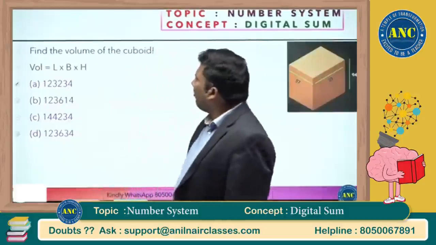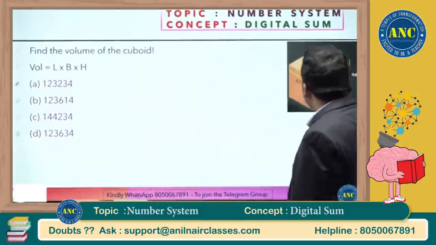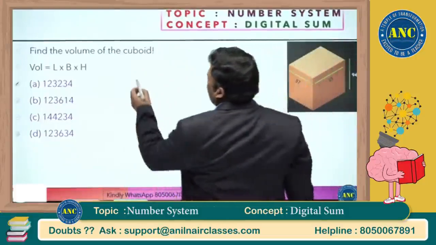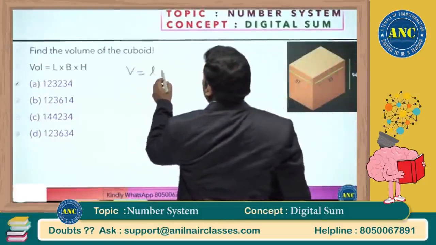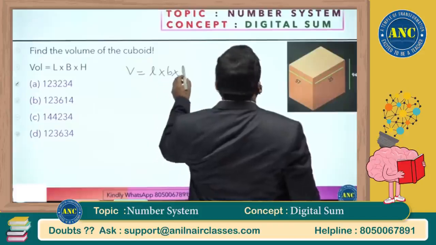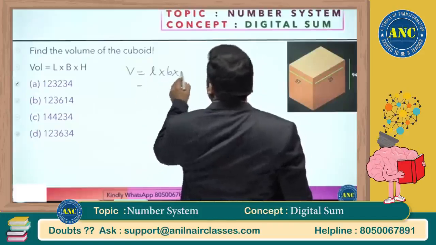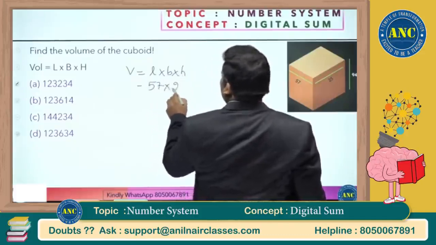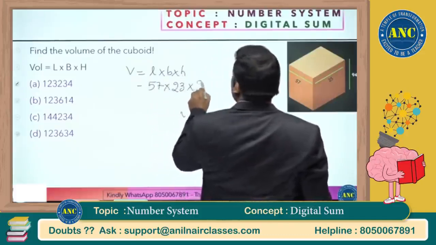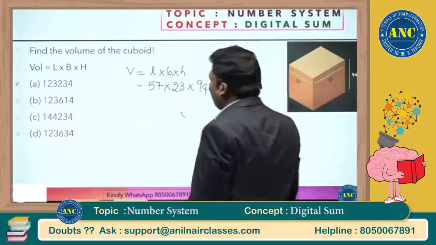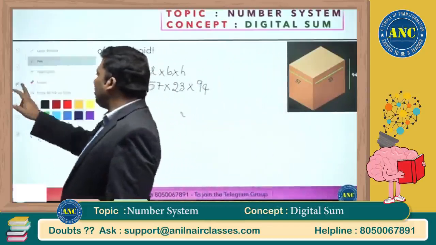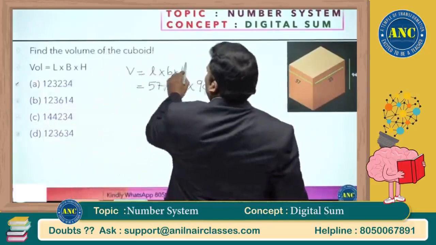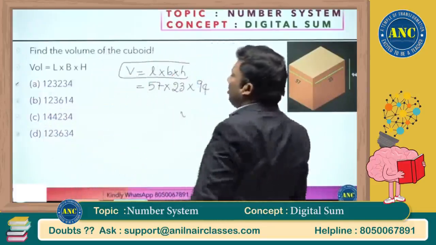Now see here. Find the volume of the cuboid. Length is given, breadth is given, and the volume is defined as L into B into H. So 57 into 23 into 94. Volume of a cuboid is length into breadth into height.